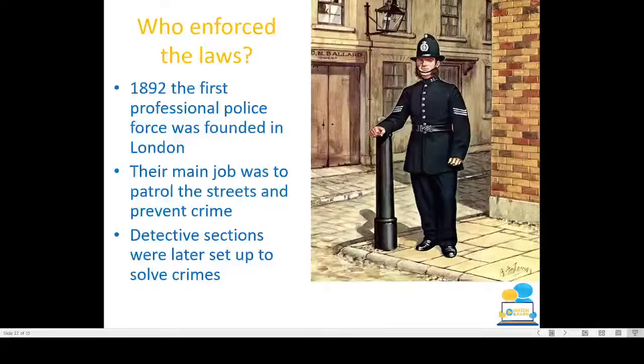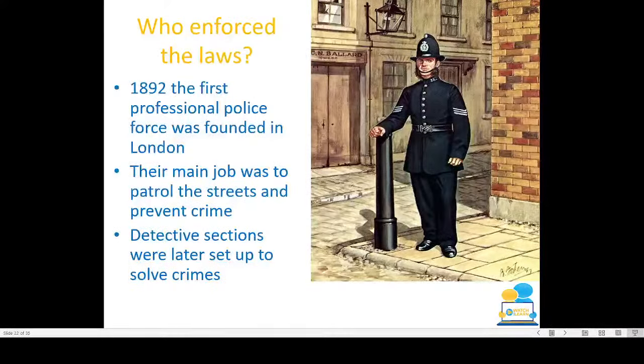So then it's important to look at this next one here, which is who enforced the laws. In 1892, the first professional police force was founded in London, okay? Their main job was to patrol the streets and prevent crime.